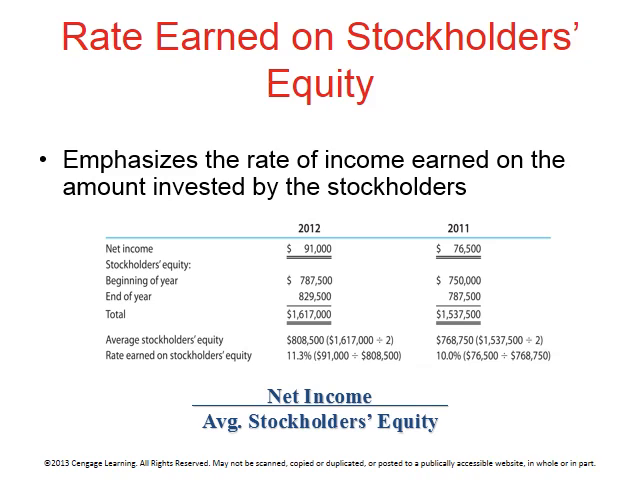Then we're going to calculate our average stockholders' equity by taking beginning stockholders' equity plus ending stockholders' equity divided by 2. So if we divide our net income, $91,000, divided by average stockholders' equity, we get 11.3% earned on stockholders' equity, which is an improvement over 10% in 2011. So when stockholders invest money in the company, we're earning 11% on that money stockholders are investing in 2012.